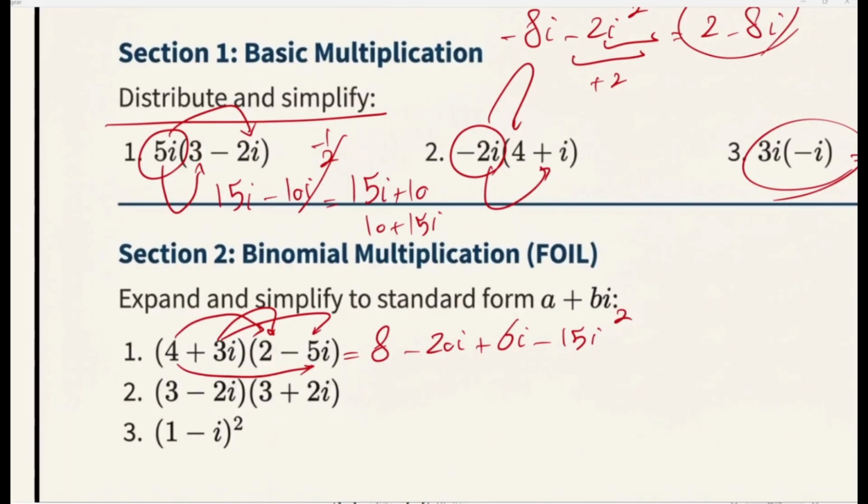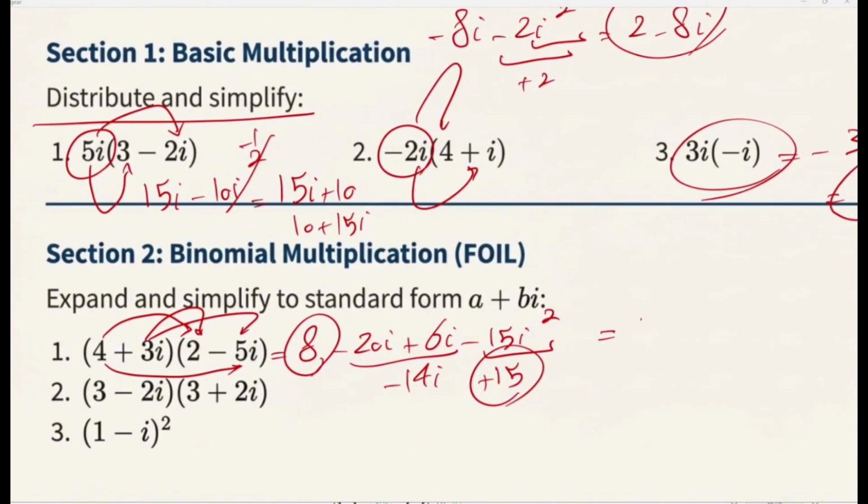Is that the case? Simplify it more? Yes, I can. First, I do have i squared, so I can have it as positive 15. Then I do have negative 20i plus 6i. I'm going to have it as negative 14i. I do have 8. These two guys can be simplified. So finally, I do have what? 23 subtracted by 14i itself.